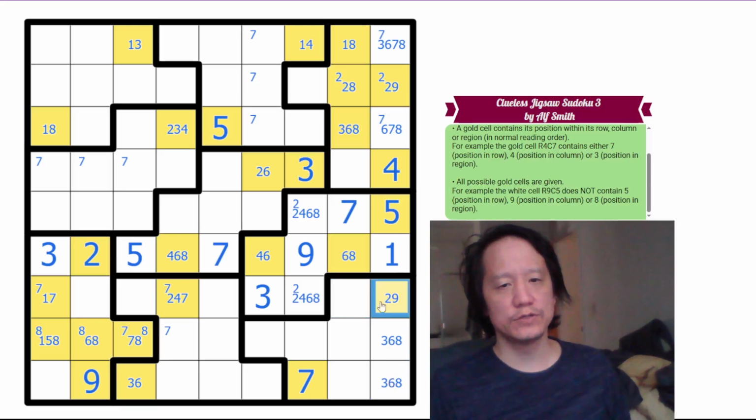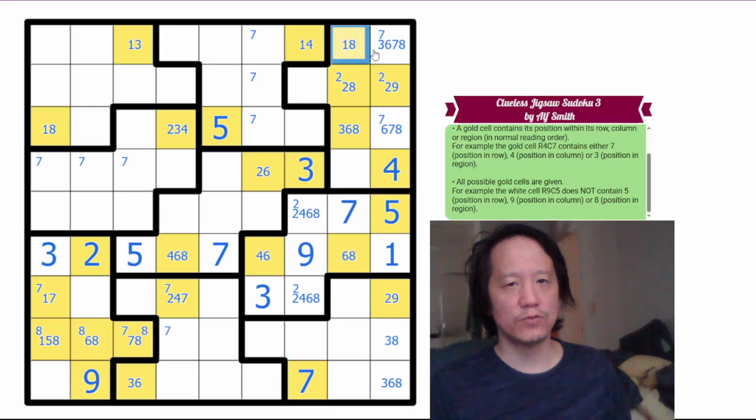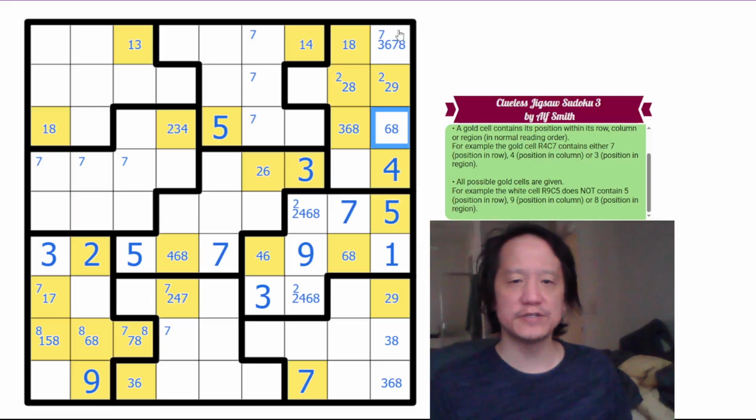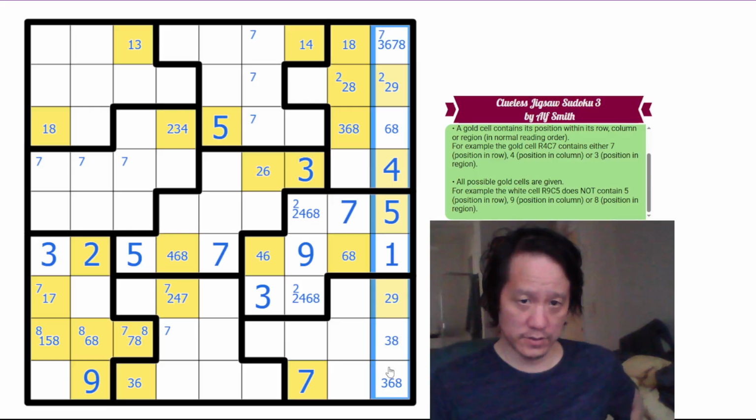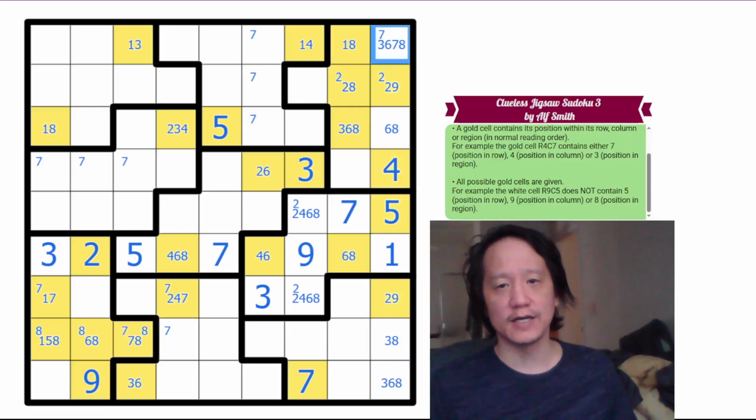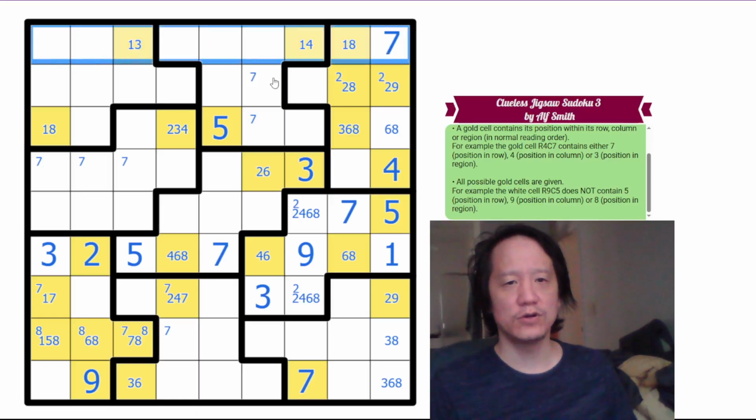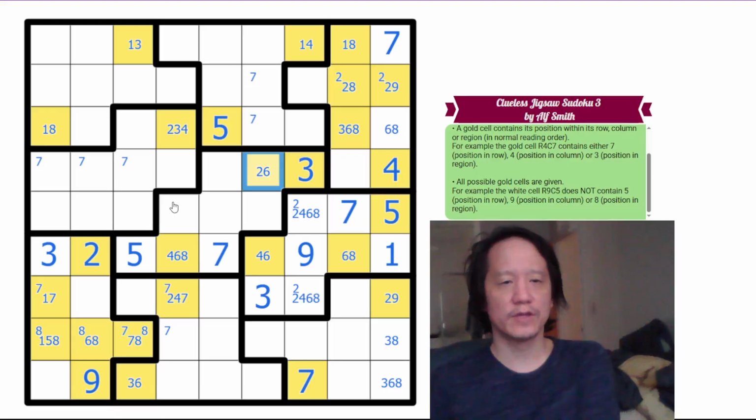1, 2, 3, 4, 5, 6. So this can't be 6. That's a 6th cell in the region. 1, 2, 3, 4, 5, 6, 7. So that's a 7th cell in the region, which means it cannot be 7 because then it would have to be gold. So that means in column 9, where is the 7? It has to be this. That eliminates 7 in the rest of the row. That's fine.